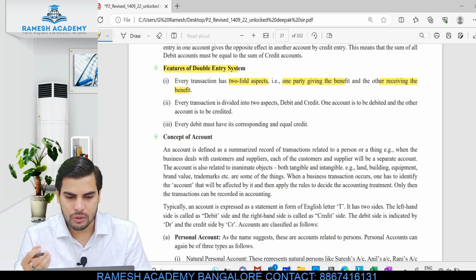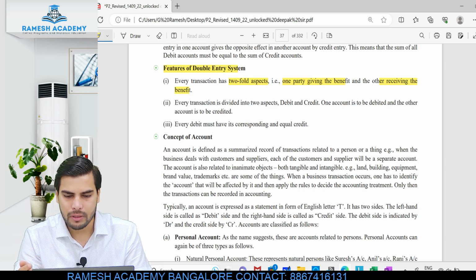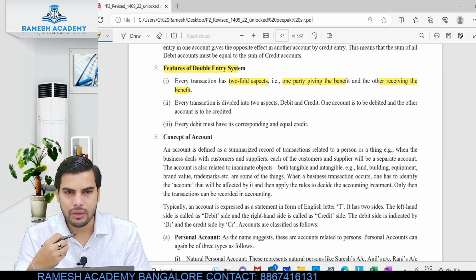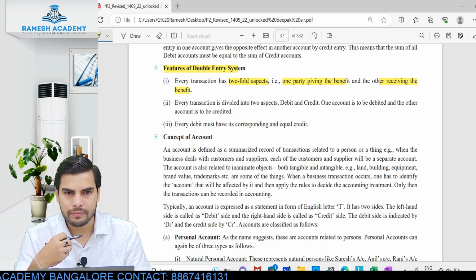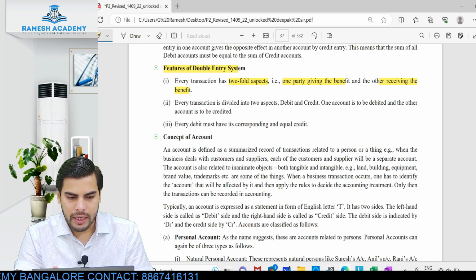That's the statement they are trying to convey over here. Every transaction has a twofold aspect. One party gives the benefit, the other party receives the benefit. When I am selling the goods, I am giving these goods to you, and you are the one who is receiving. Clear? Look at the next feature.